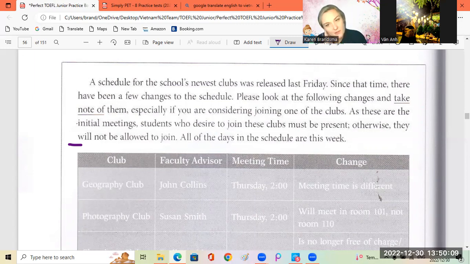At the initial meetings, students who desire to join this club must be present. Otherwise, they will not be allowed to join. All of the studios are this week.